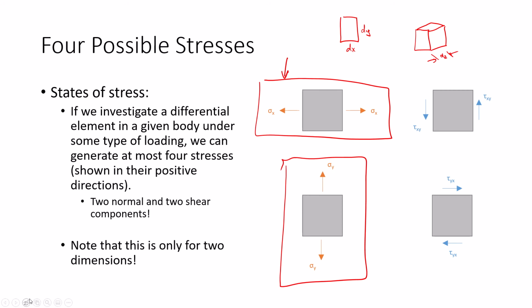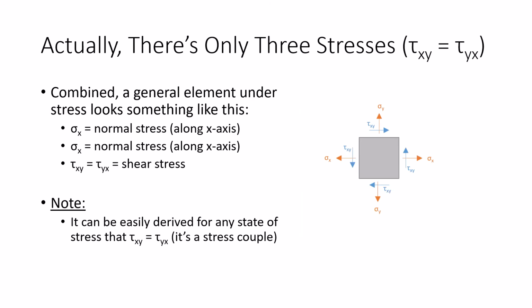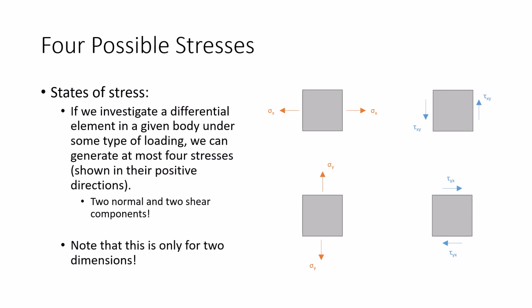Now likewise, we have 2 shear stress components. We could call them tau xy and tau yx. So those are the 4 possible stresses. Well, actually there's always 3 stresses, because if you look at your shear stresses, it is very easy to show that the 2 shear stresses have to be equal, okay? And we can look at this very easily.